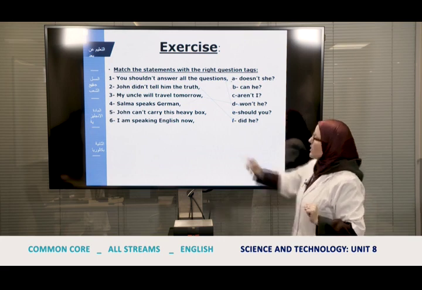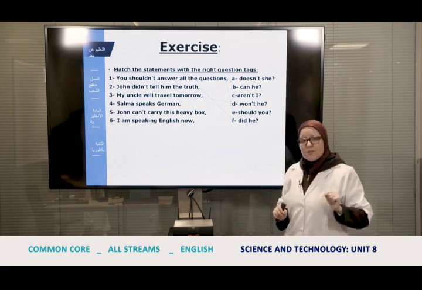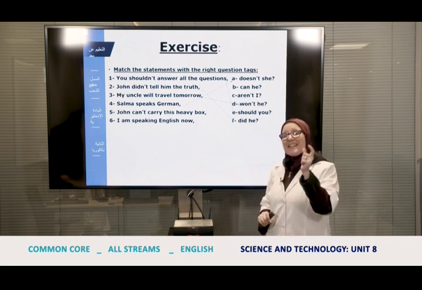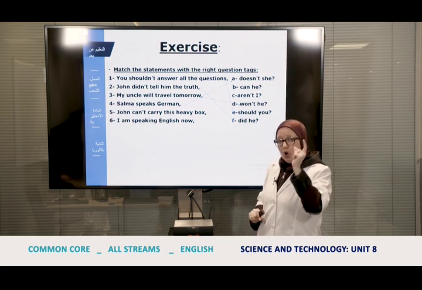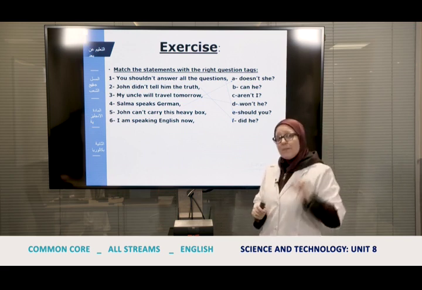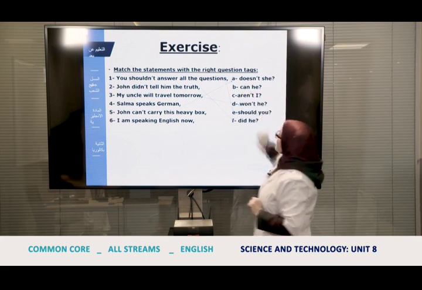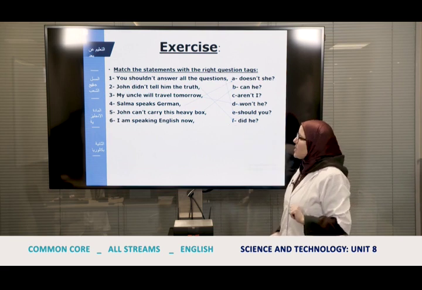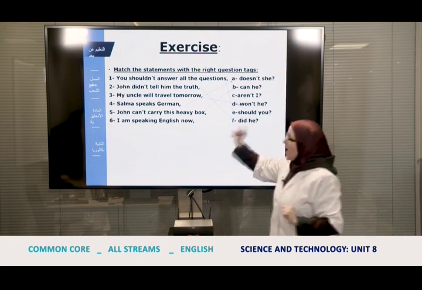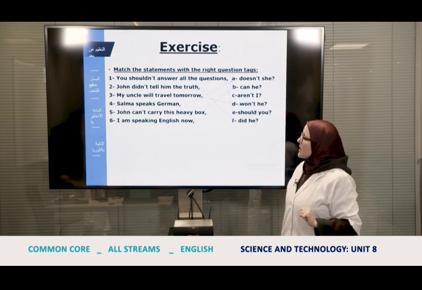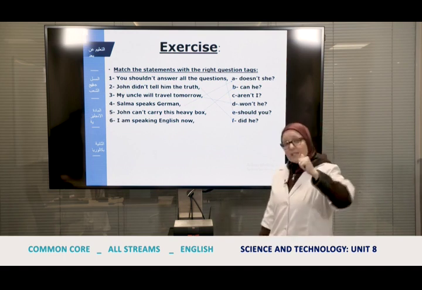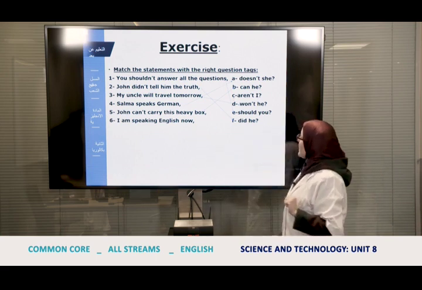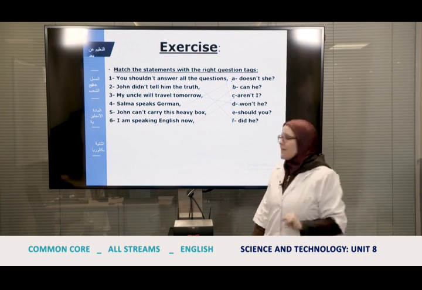For example, Selma speaks German. That's a verb in the simple present form. So the negative form of speaks is doesn't speak. So we use doesn't, which is the auxiliary verb, and we replace Selma with she. So it becomes doesn't she. For number 5, John can't carry this heavy box. We replace John with he and can't with can. It becomes can he. And for the last example, and this is the exception we talked about, I am speaking English now, and the answer is aren't I, as in the exception, of course.